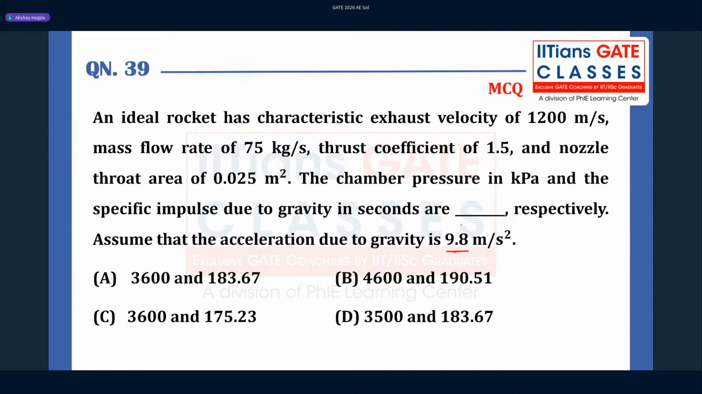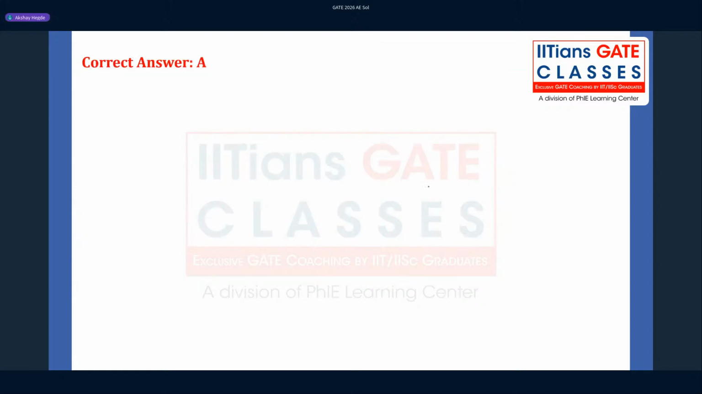Okay, so again, this is a straightforward problem actually. Let us solve. So say I have a rocket, right? So this is the mass flow rate that's going out of the system, and we have given the throat area, so that is 0.025 meter square. The mass flow rate is given as 75 kg per second, and they've given the characteristic velocity.